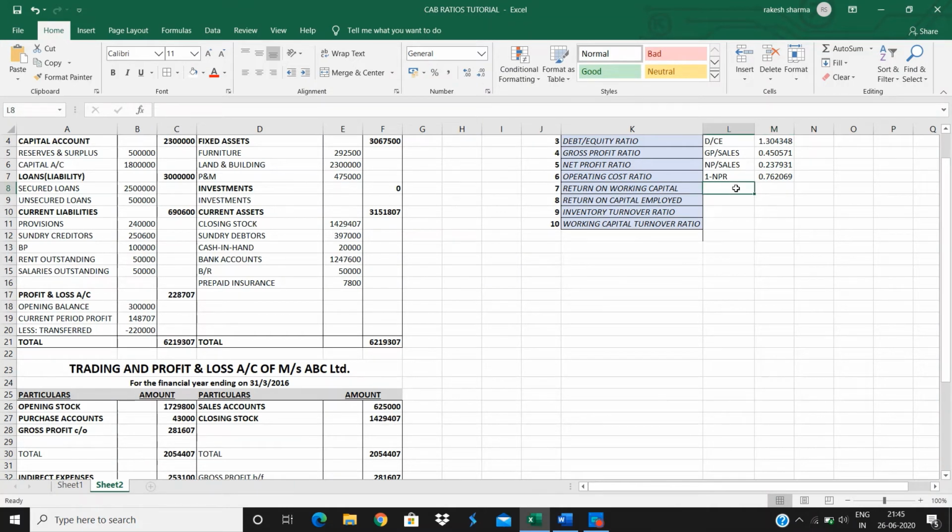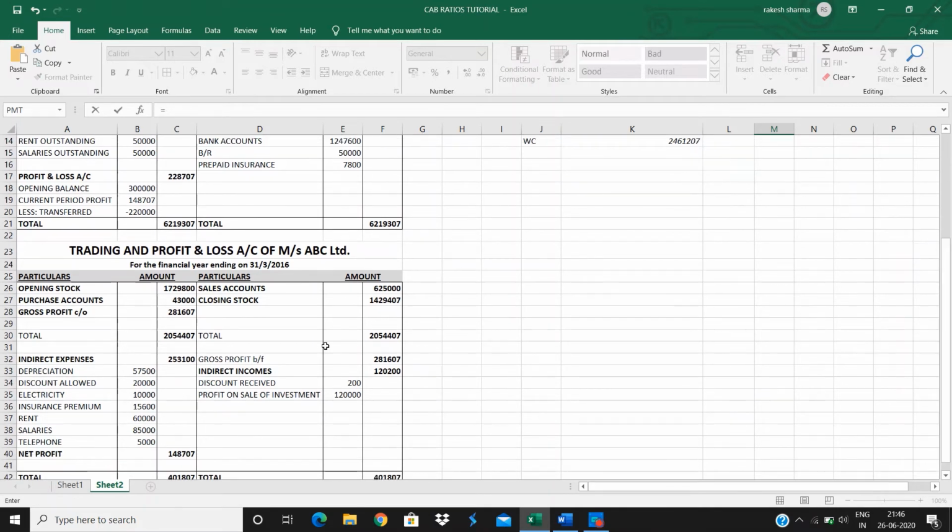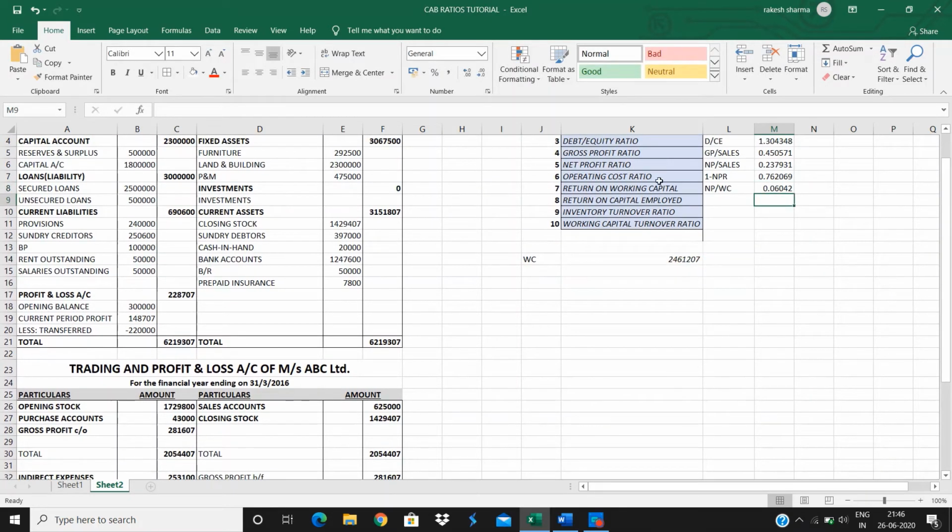Now return on working capital. Return on working capital is net profit divided by working capital. So for this we'll have to calculate working capital. Working capital, as we all know, is current assets minus current liability. So current asset minus current liabilities will give us working capital. Now here net profit divided by working capital and enter. It will give us return on working capital.